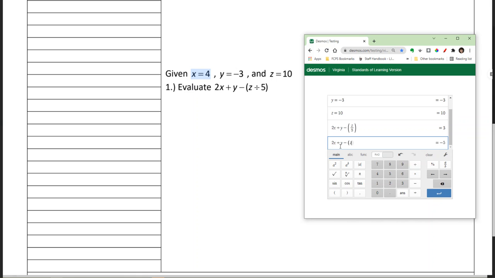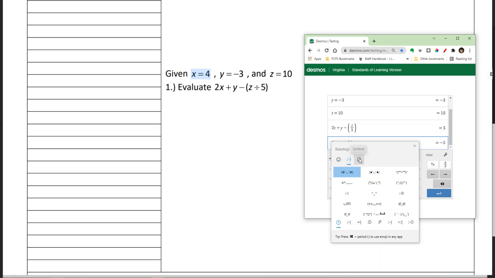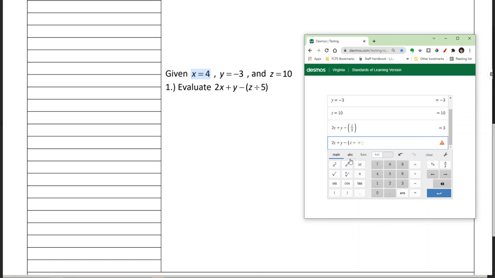parentheses, z. Now for our division sign, remember I taught you, you can use the Windows button, hold down Windows, and then press the period key. So Windows period will bring up those symbols or emojis. Okay? It says press Windows and period to use in any app. Now you don't want any smiley faces right now. They might be useful later. What we want is the one over here, symbols. And towards the bottom, you can put in the division sign.